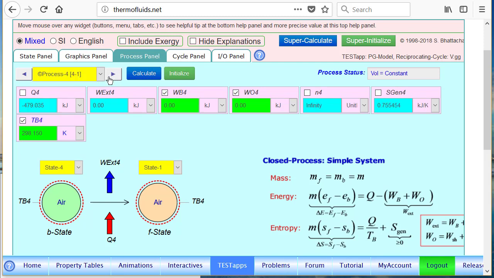And of course, process 4 is blowdown. What happened there is that heat is rejected at constant volume, 4 to 1, and you can see heat transfer is negative because heat is rejected.